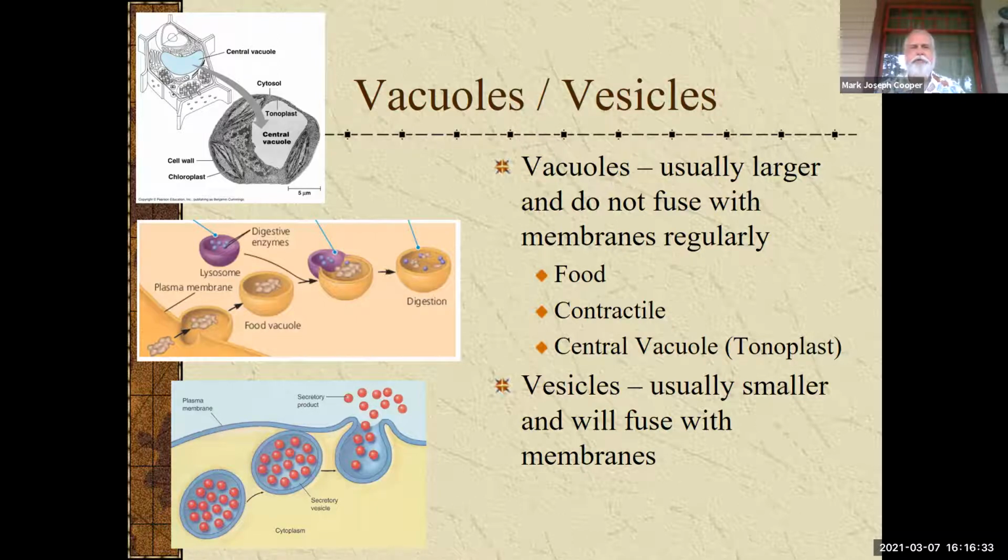And then vesicles are usually smaller and will usually fuse with other things. And they're obviously used for moving things around, carrying neurotransmitters, or carrying some kind of ligand, some kind of messenger. So all kinds of different things.